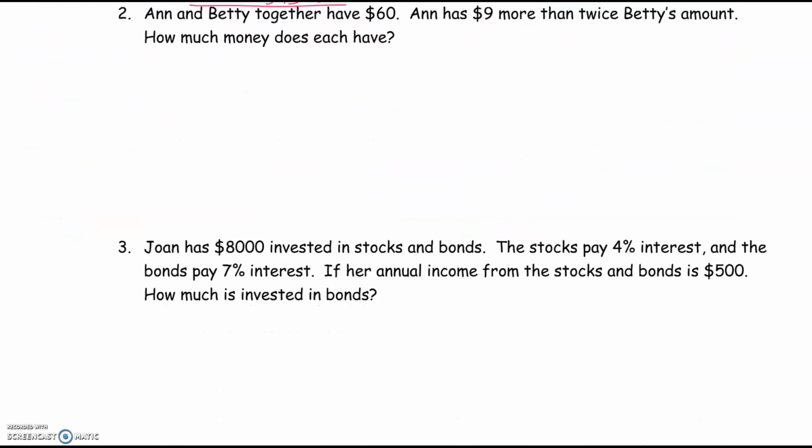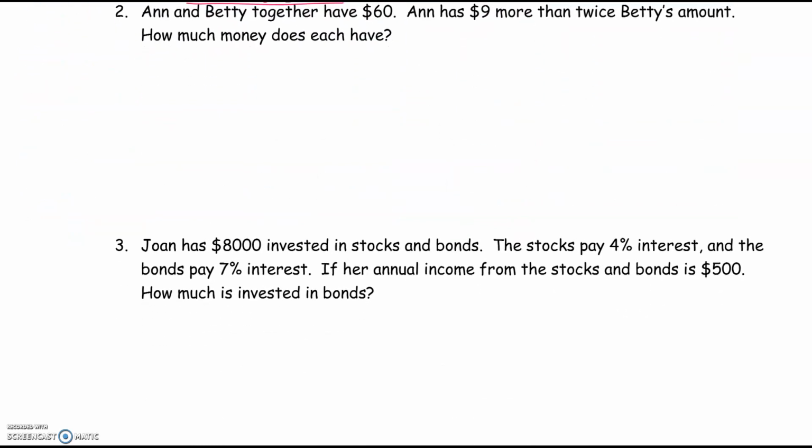Let's go to 2. Ann and Betty together have $60. Ann has $9 more than twice Betty's amount. How much money does each have? Again, we can use 2 variables. So since Ann starts with A, I'm going to let A equal Ann's money. And Betty starts with B, I'm going to let B equal Betty's money. Together, Ann's money plus Betty's money is $60. So I have my first linear equation, A plus B equals 60.